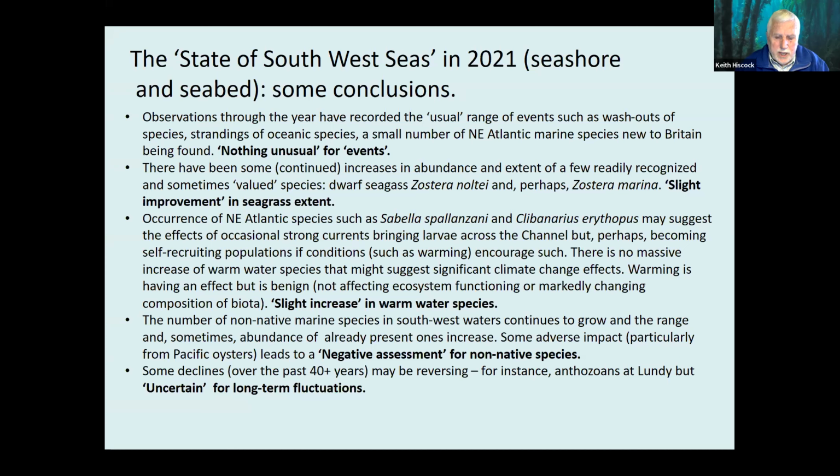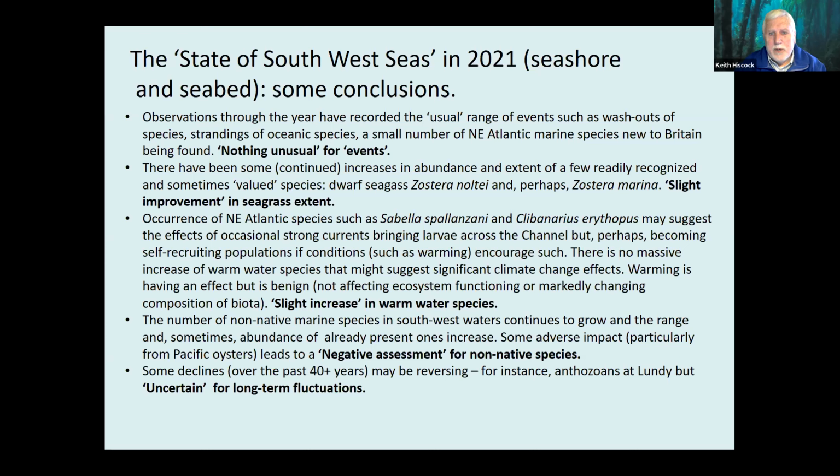So my assessment is not very systematic, it's rather colloquial, and it's from the point of view of benthos. I'm only doing in this slide seashore and seabed. So it's the sort of information that really needs a gathering of those people who make observations to see how to interpret things. My final comment will be very pointed. From the point of view of the usual range of events such as washouts, strandings, and a small number of Northeast Atlantic species near to their distribution being found, there's nothing unusual for events, a normal year.